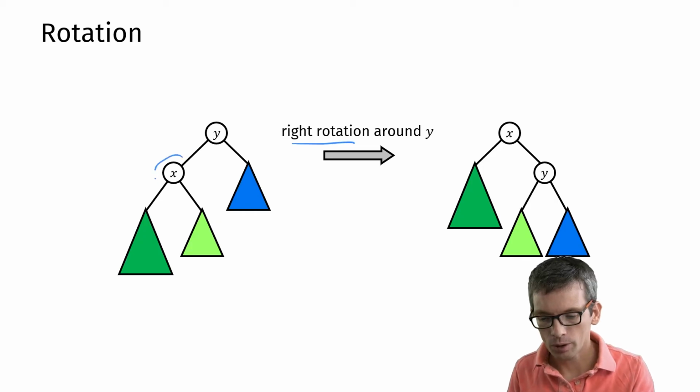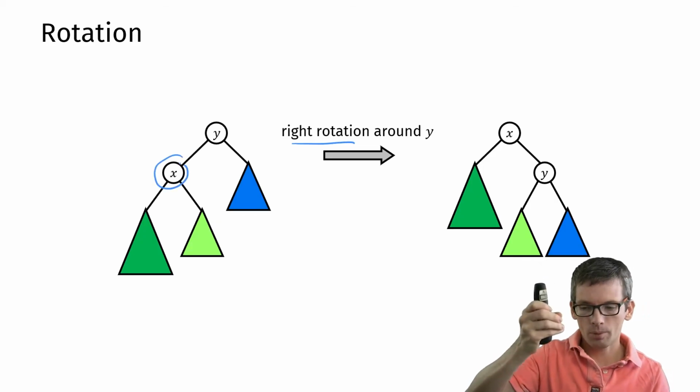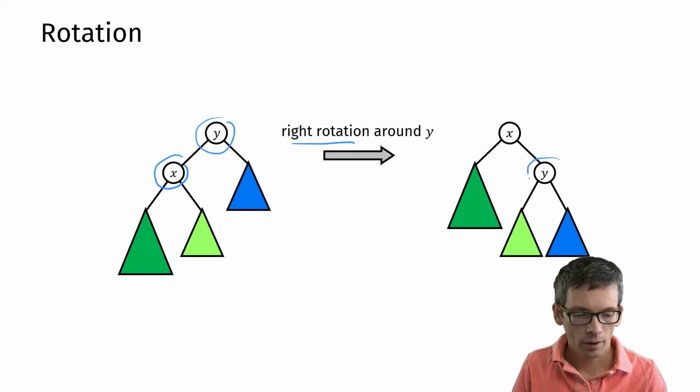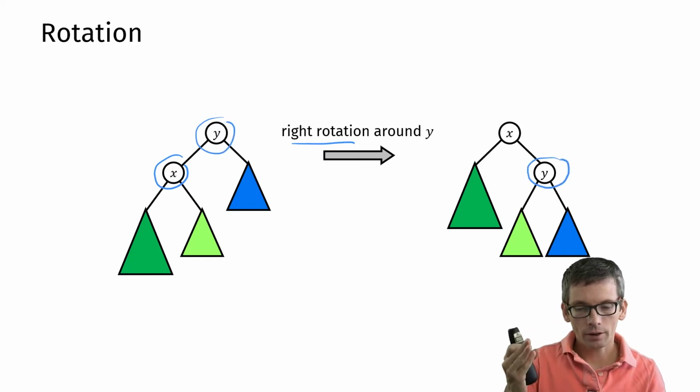So I take the node X, kind of pull it up. What do I mean by that? I make Y, which previously was a parent of X, I make that the right child of X.